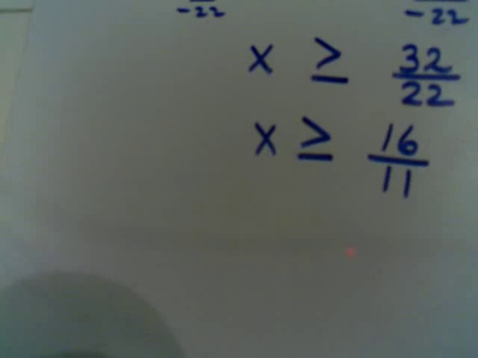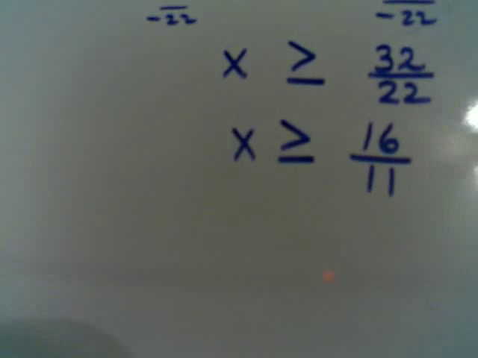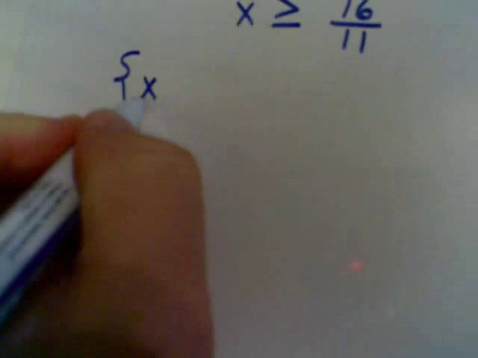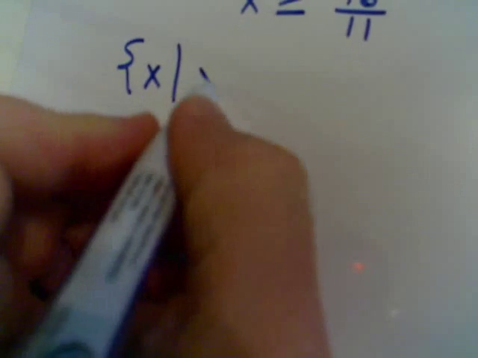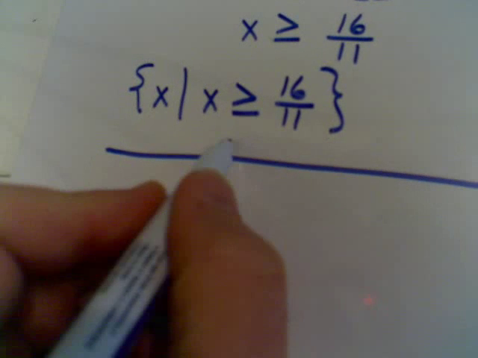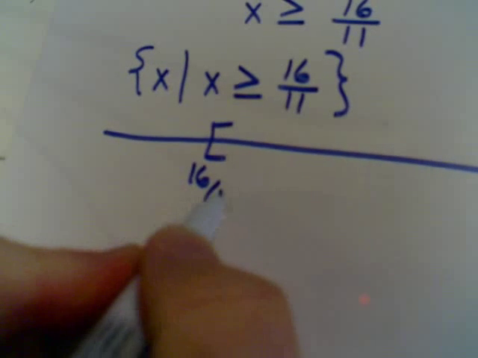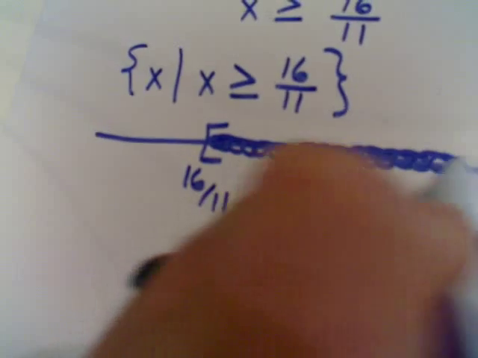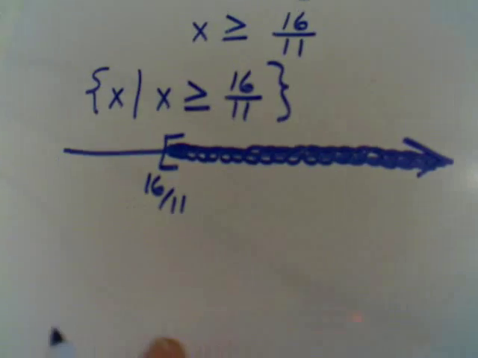So our solution set to this inequality is the set of all real numbers, x's, such that x is greater than or equal to 16/11. In set builder notation, I can write that as the set of all x's such that x is greater than or equal to 16/11. If I drew a graph, I would put a bracket on 16/11 and I would shade to the right, including shading the arrow because it goes on forever.